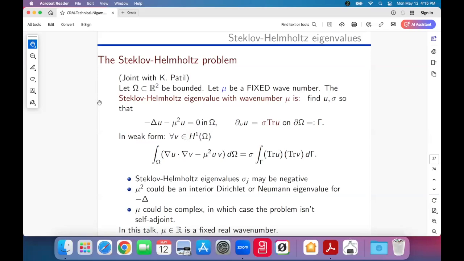Now, suddenly, I have the possibility of negative eigenvalues, and you can see that by looking at the weak formulation of this problem. If mu is large enough, I could have negative sigmas. I could also run into trouble because mu squared could be an interior Dirichlet or Neumann eigenvalue. In which case, if it's a Dirichlet eigenvalue, the term on the left in the weak formulation disappears.